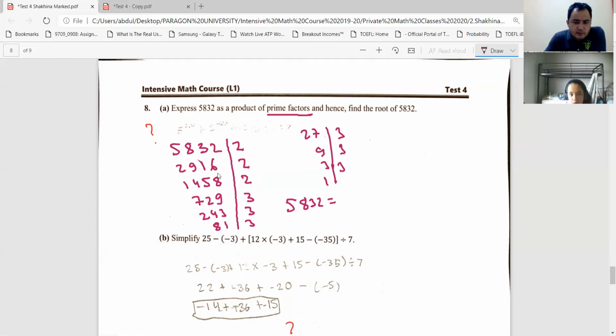So six. That's 2 cubed times, 1, 2, 3, 4, 5, 6, that is 3 to the power 6. Can we write like this?